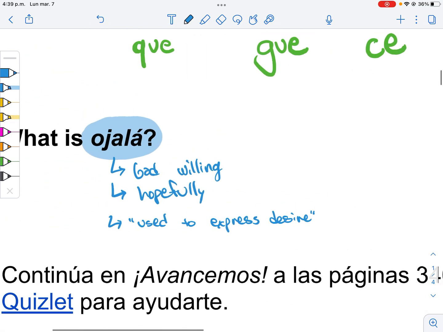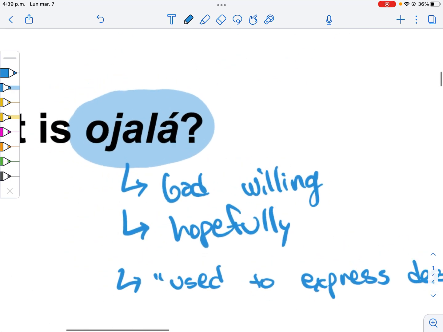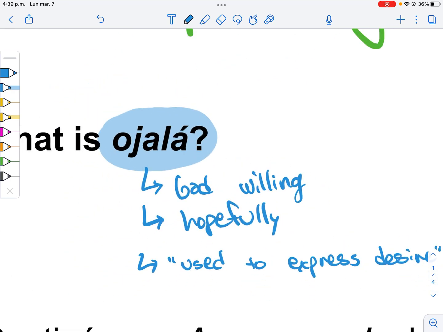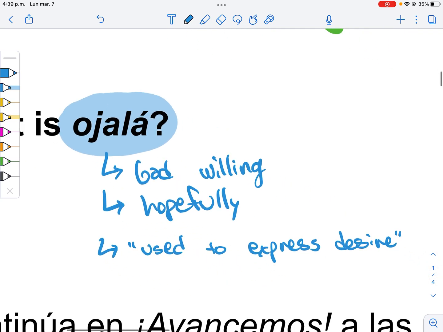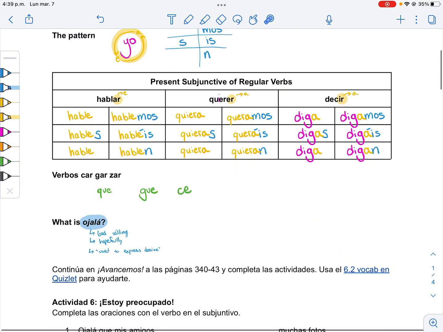It fascinates me because, and I don't know this for sure, this is just my guess, I think it comes from Arabic, where you have Allah, their God. It's like ojalá, if God wills it, according to God, this will happen. So anyway, that absolutely fascinates me.